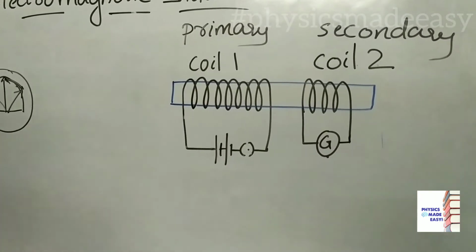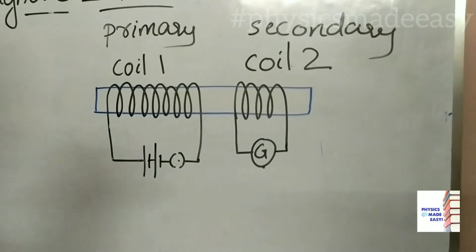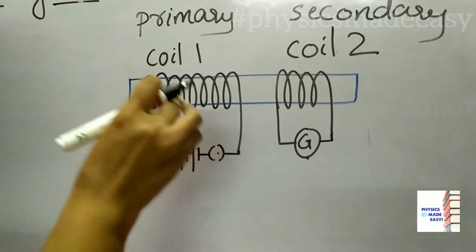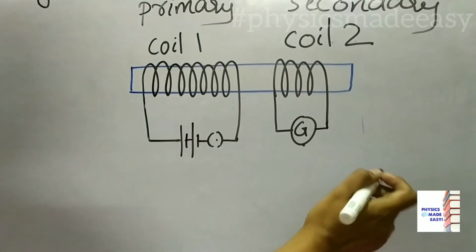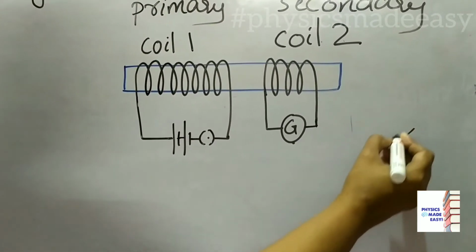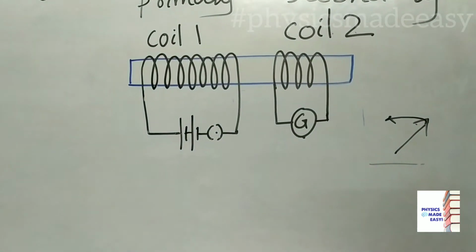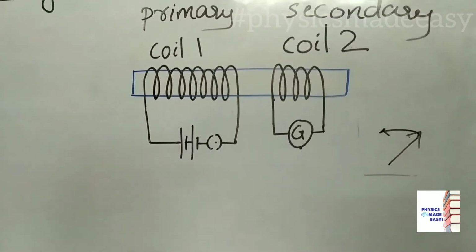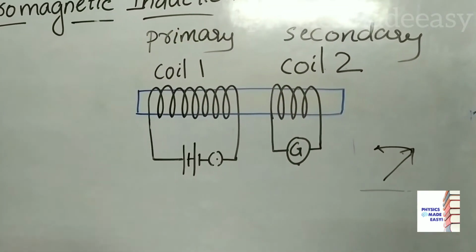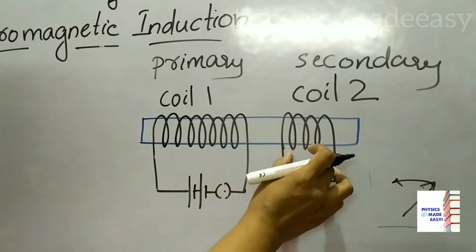Listen children, I told you if you are closing that key, at that moment the galvanometer shows a deflection. Shows a deflection means it will go to one direction, then come back to 0. Suddenly that is happening there. If the galvanometer shows a deflection, we can say current is induced in this coil. That galvanometer is connected to this coil. From that we can say current is induced there.